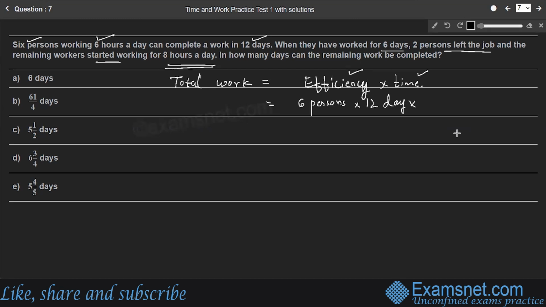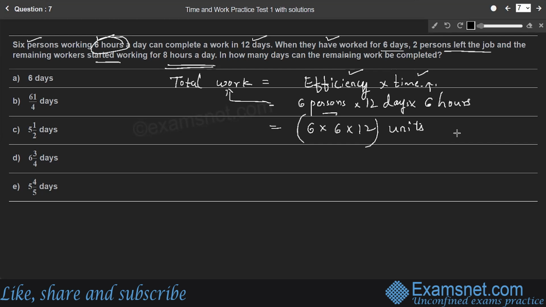But for each day, they work for 6 hours. Therefore, 12 days into 6 hours gives the total time, right? Total time taken by 6 persons to complete the total work. Therefore, it is 6 into 12 into 6. Therefore, 6 into 6 into 12, no need to simplify it. We'll simplify it later. 6 into 6 into 12 is the total work units, right?